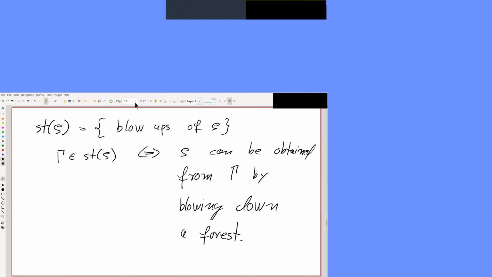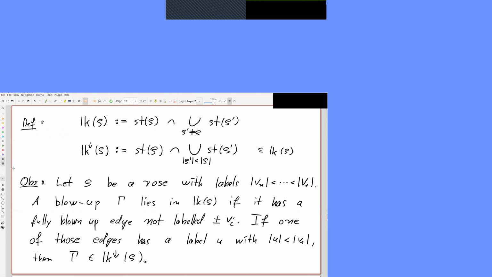Okay, so now let's think about how to identify things in the link and in the descending link. A blow up lies in the link if it has a fully blown up edge. You need to fully blow up the edge in order for it to become a petal in a neighbor. If it has a fully blown up edge, that after blowing down is a witness that you are not back to where you started. So it better not be labeled with plus or minus in a petal label.